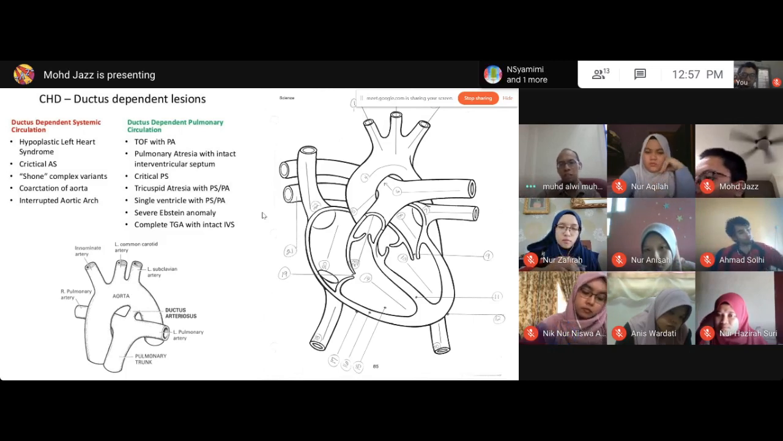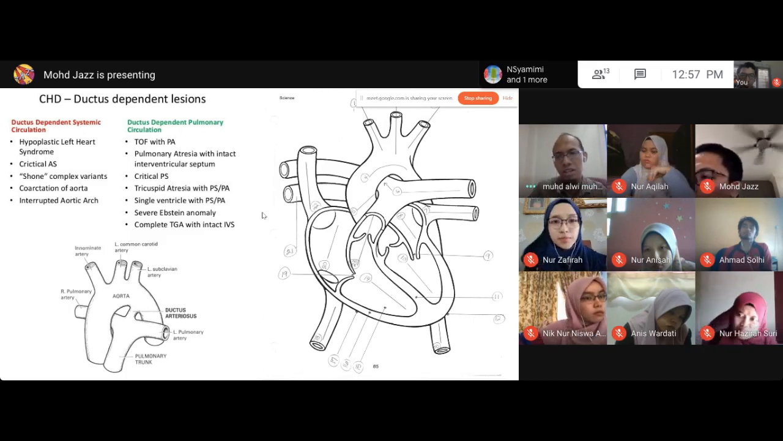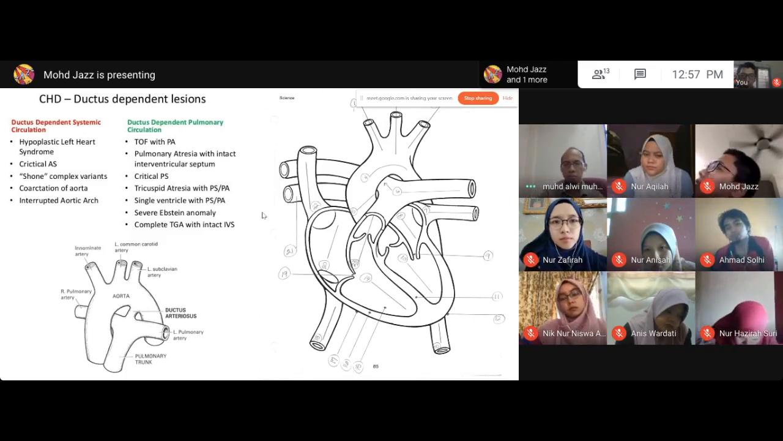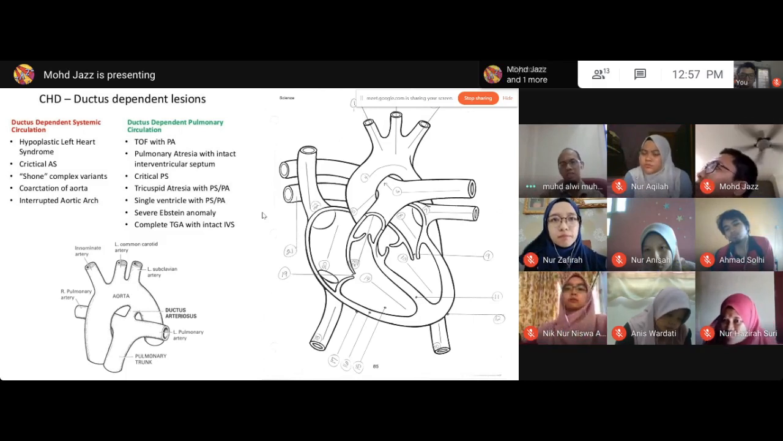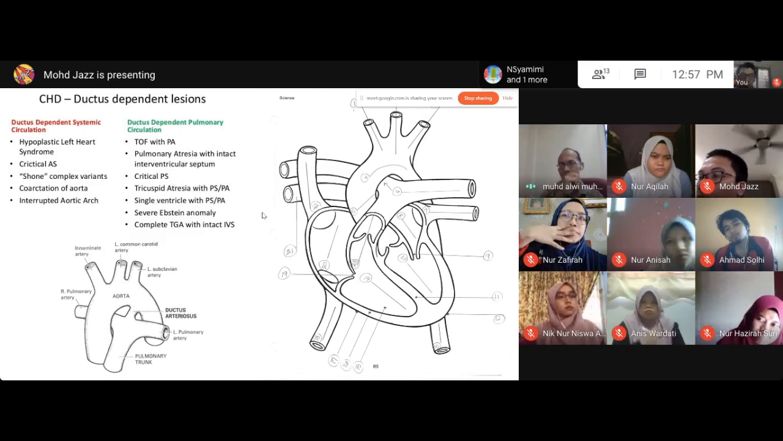Especially if the lesion is at the pulmonary valve and above, then a VSD has no role. Do you understand? For example, you have pulmonary valve atresia. Even if you have a VSD, the blood won't get to the lung. What you need is a PDA to bypass to the pulmonary artery circulation. And the other option, as I mentioned, is the Blalock-Taussig shunt.